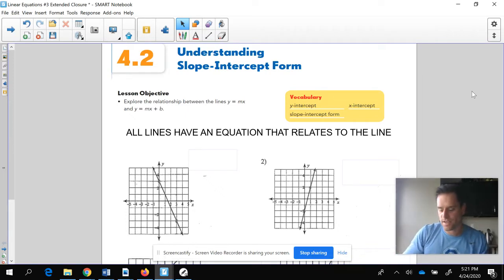Okay, so today's lesson, it's kind of a big one, a big monster one. This is another one where if you ask your parents about slope-intercept form, I'm guessing some of them will know what it is, because it's something that's going to follow you all through high school.